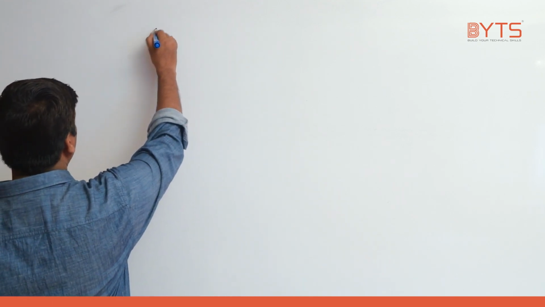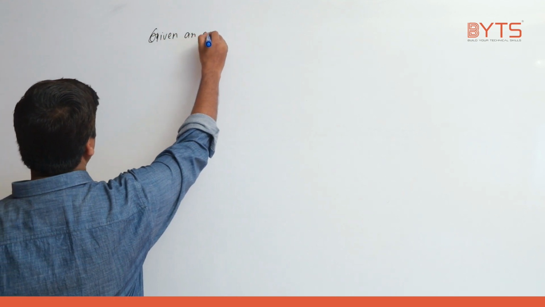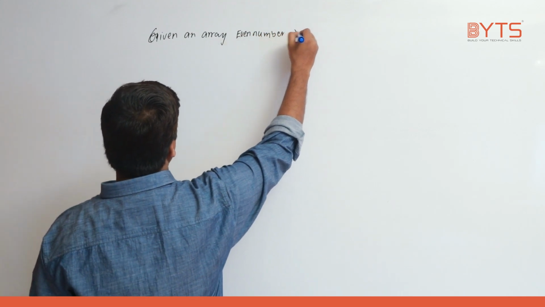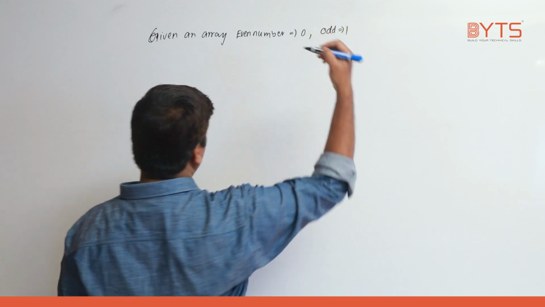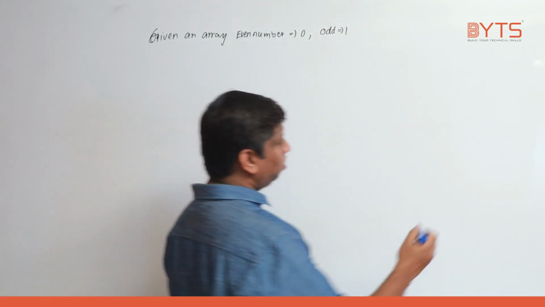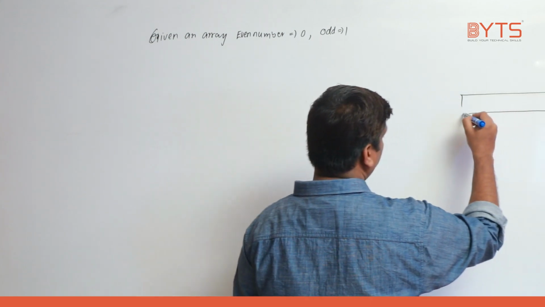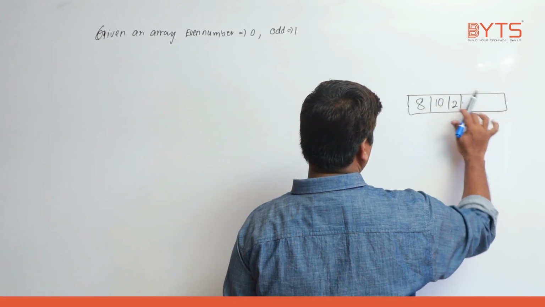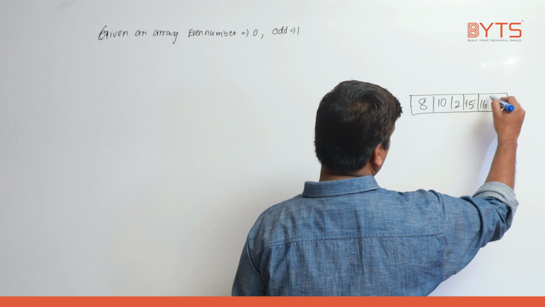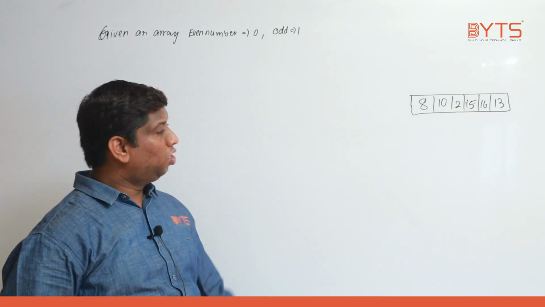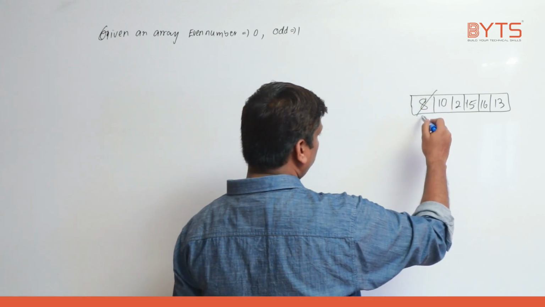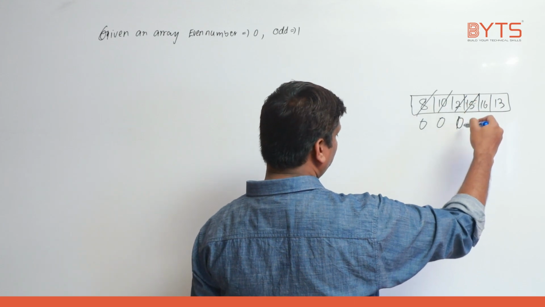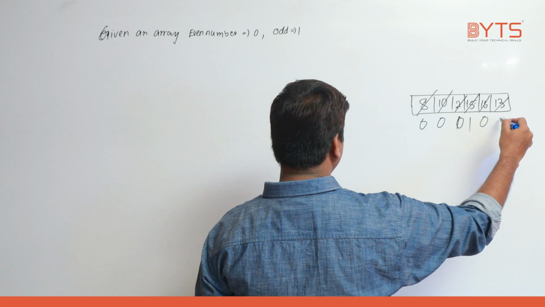Every time they will give you an array, right? Given an array, even numbers should be converted to 0, odd should be converted to 1. I will explain with an example. See here, this is an array: 8, 10, 2, 15, 16, 13. These are the elements available. 8 is even or odd? Even, so convert to 0. 10 is even, 0. 2 is also even. 15 is odd, so 1. 16 is even, 0. 13 is 1.